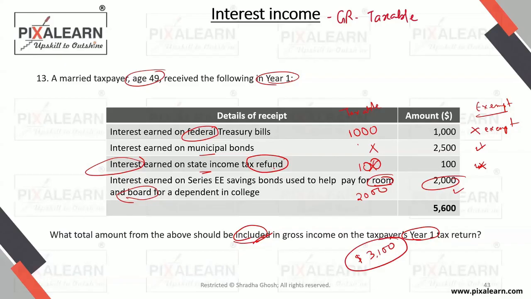$3,100. So federal bills, always taxable. State, municipal, not taxable. Refund may not be taxable, but interest on refund will always be taxable. Series E, if paid for qualified tuition, books, and fees, is allowed; not allowed if paid for room and board and travel. Is this clear? Any questions?